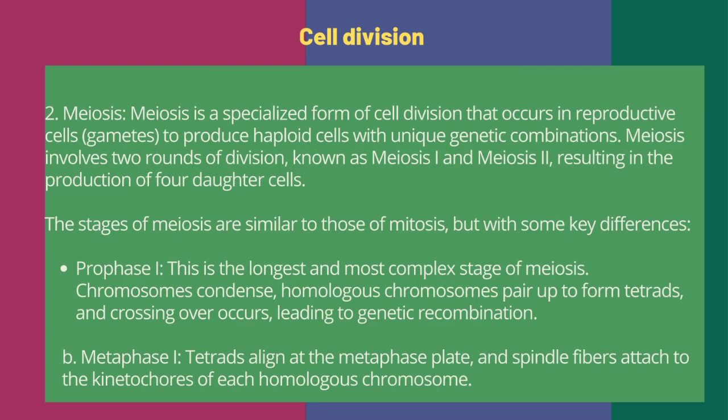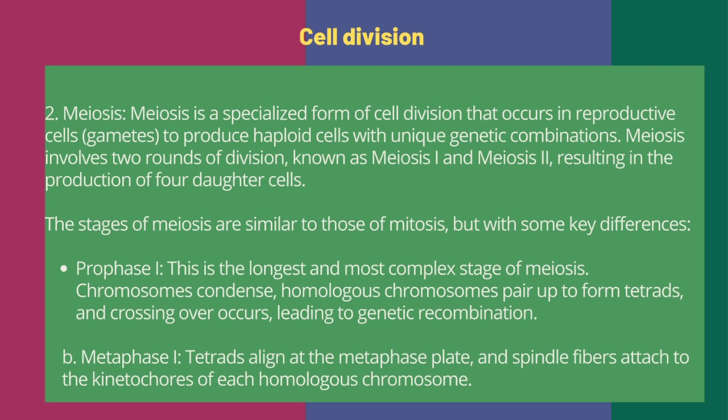Second one is meiosis. Meiosis is a specialized form of cell division that occurs in reproductive cells, that is, gametes, to produce haploid cells with unique genetic combinations. Meiosis involves two rounds of division, known as meiosis I and meiosis II, resulting in the production of 4 daughter cells. The stages of meiosis are similar to those of mitosis, but with some key differences.